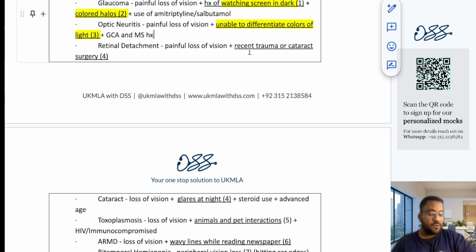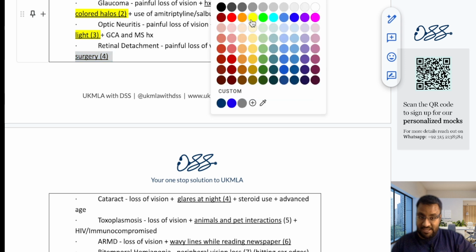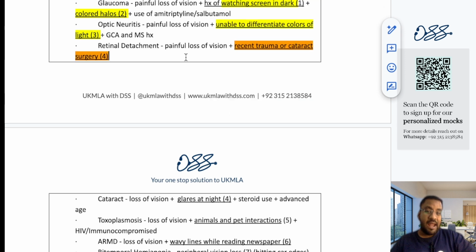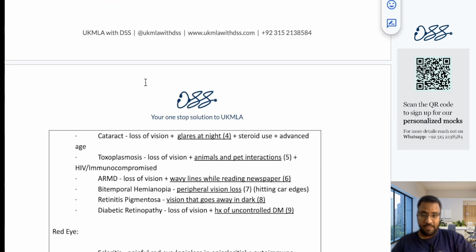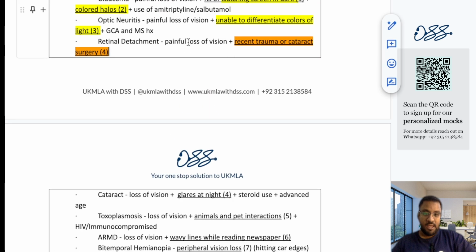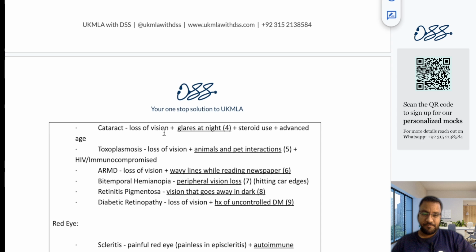Then the third differential is retinal detachment. Along with the painful loss of vision, you have to ask whether there was any recent trauma or any eye surgery, because that is the risk factor for retinal detachment. If somebody has had a recent trauma, or any cataract surgery recently, or any eye surgery. Most likely in the exam you will see that the patient has had a cataract removal surgery, and then they present to you with painful loss of vision.